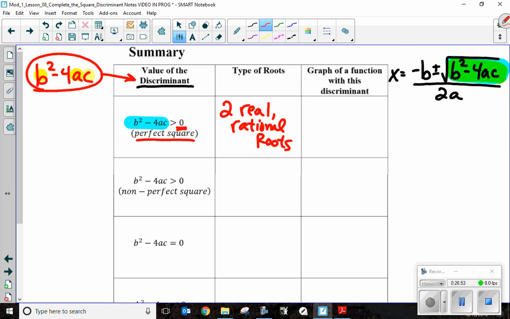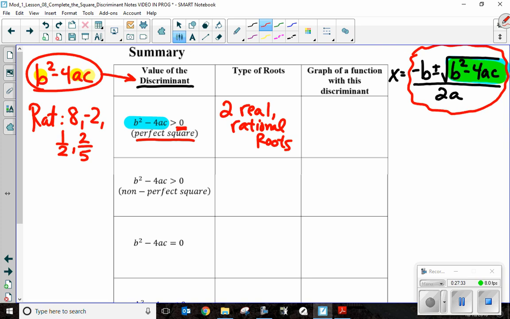2 real rational roots. What is a rational number? A rational number, I'm going to put rats here to abbreviate, is 8, -2, whole numbers, or numbers that can be represented by a fraction, like 1/2 or 2/5. Pi is not rational because it goes on forever. 1/2 is rational because it's 0.5. It stops. So if I were to solve this out, I should get 2 real rational roots.